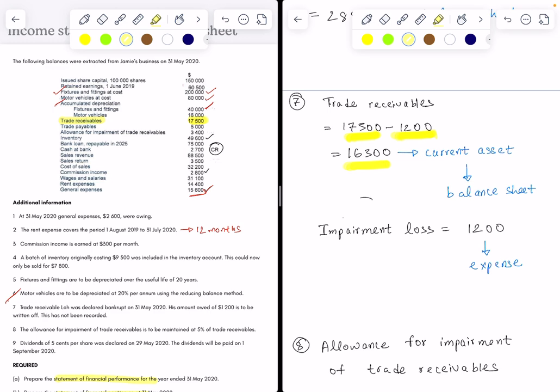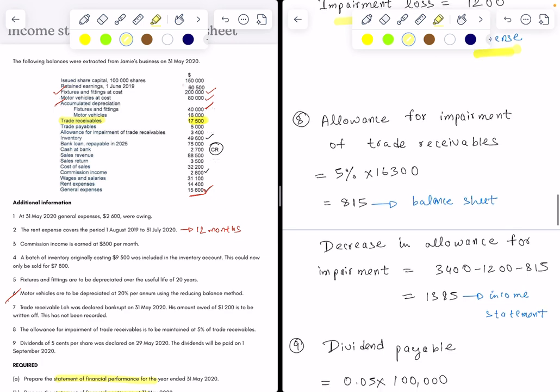Trade receivables refer to the credit customers of the business. These are the people to whom you have sold on credit, and these people owe you money. Therefore, they are current assets which we report in the balance sheet. Now, this $1,200 which we are writing off is a bad debt, which is referred to as an impairment loss, and this impairment loss is to be classified as an expense in the income statement. In fact, all losses are classified as an expense, so always remember that. Let's look into point number 8.